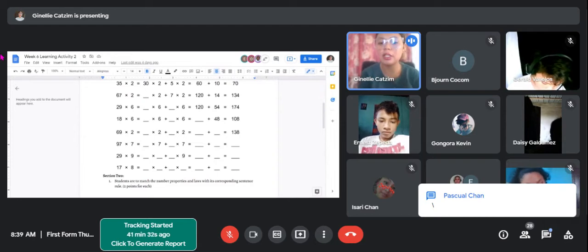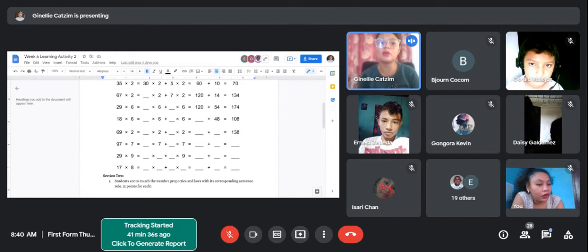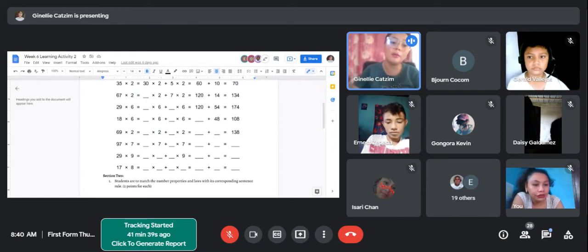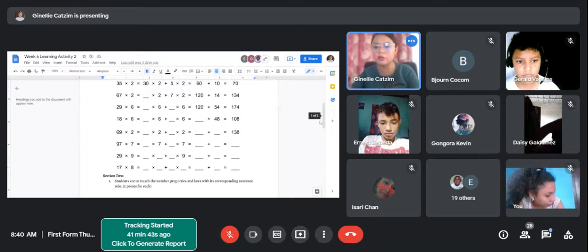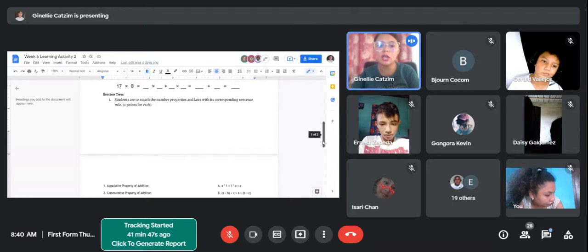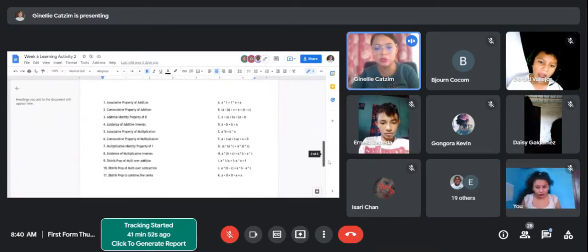29 can be separated into 20 plus 9, and then we just put that in brackets and we times 6, and that will help you make this step easier, okay? Now the last one is just matching the properties and the laws with its corresponding sentence or rule.